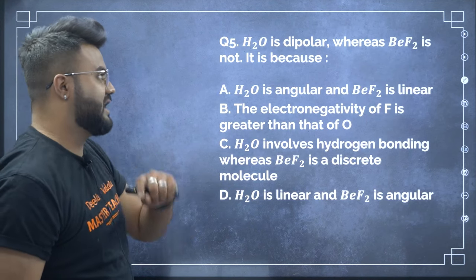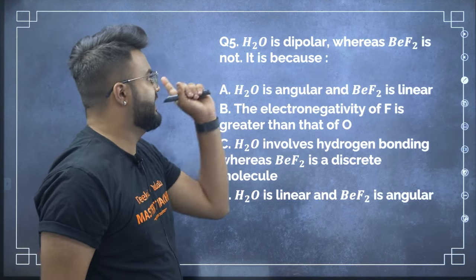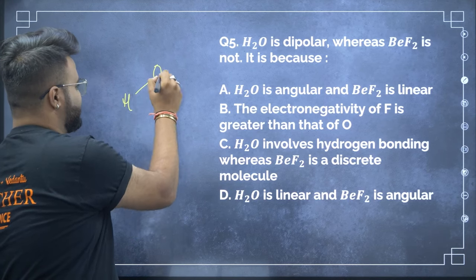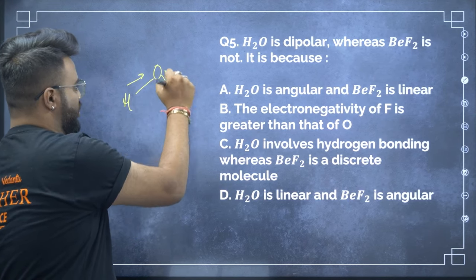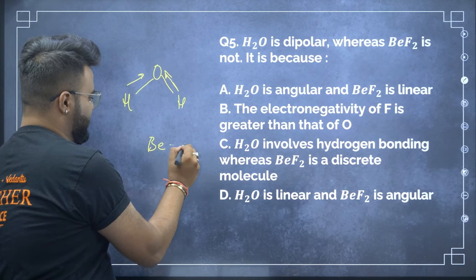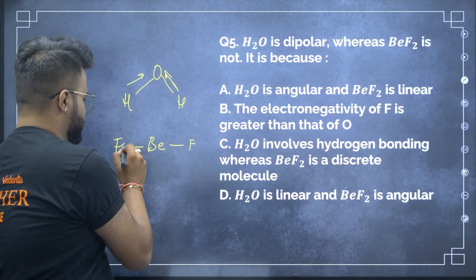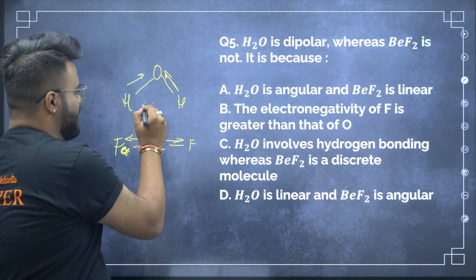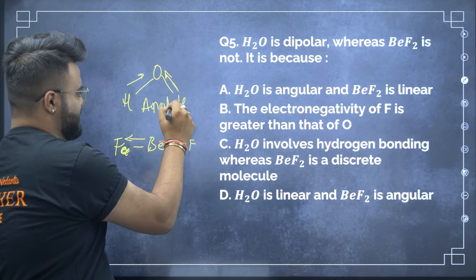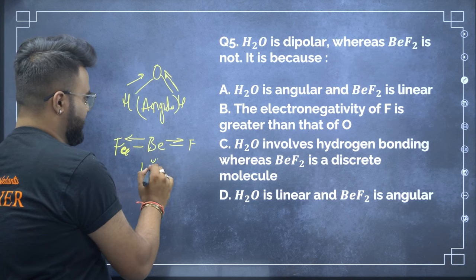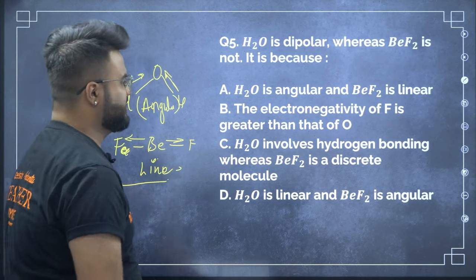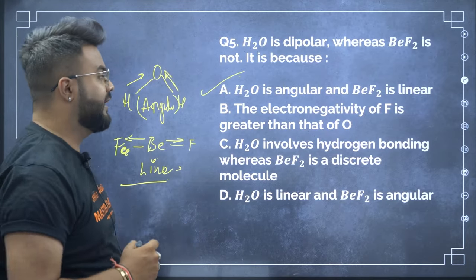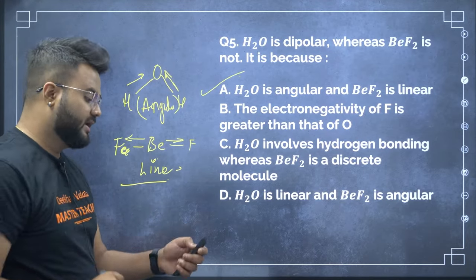Now coming back to the next question, question number 5. Water is dipolar whereas beryllium fluoride is not, because of the structure. Water is like this, and beryllium fluoride is like this. Therefore, this is angular, whereas this is linear. Because H2O is angular and beryllium fluoride is linear. Very simple, and option A will be your correct answer.